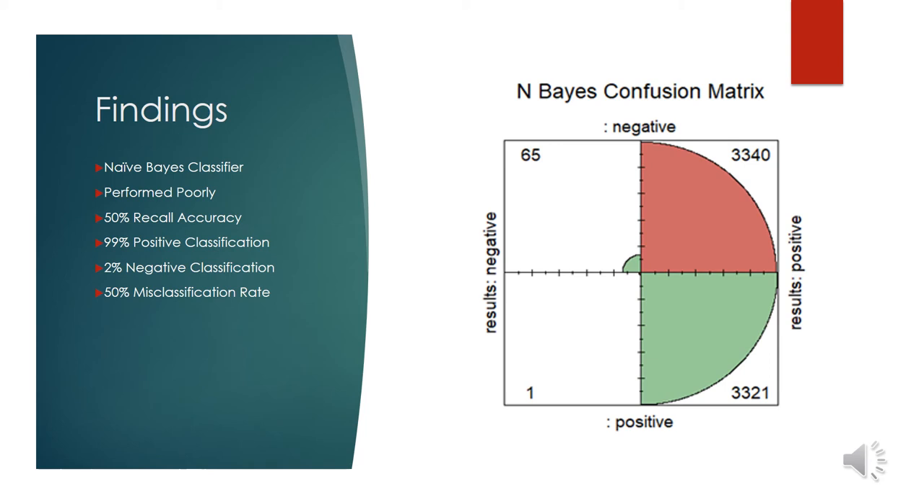Now let's take a look at how our classifiers performed. First up is naive Bayes, and the chart that you see here visualizes the confusion matrix for this classifier. The red quads show where data was misclassified, while the green shows a correct classification.